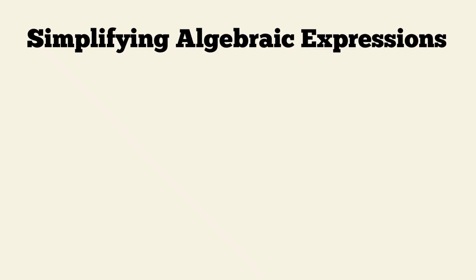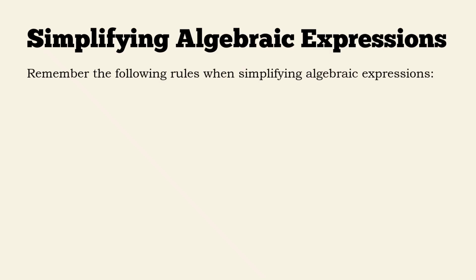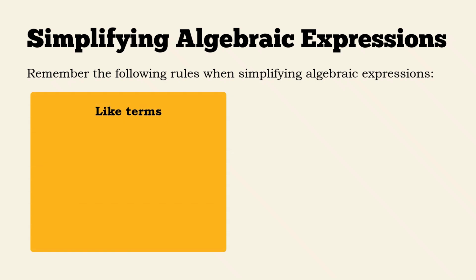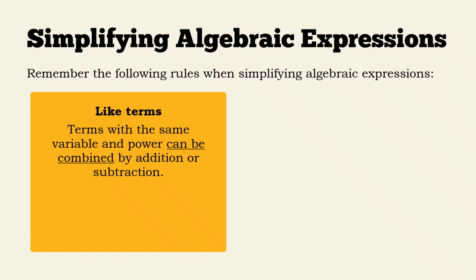Next, we'll focus on simplifying algebraic expressions. Remember the following rules when simplifying algebraic expressions. It is important to identify whether the terms are like terms or unlike terms. Like terms are terms with the same variable and power and can be combined by addition or subtraction.